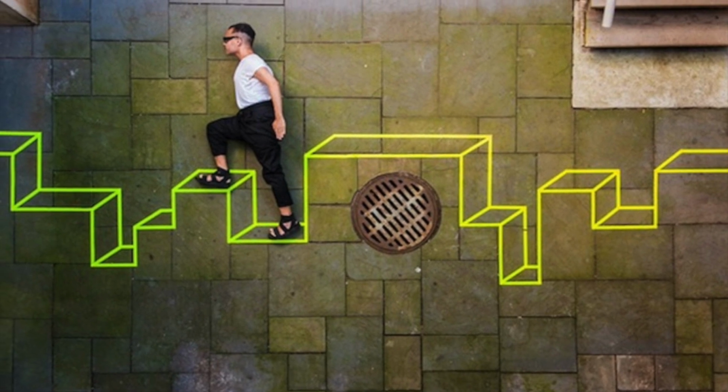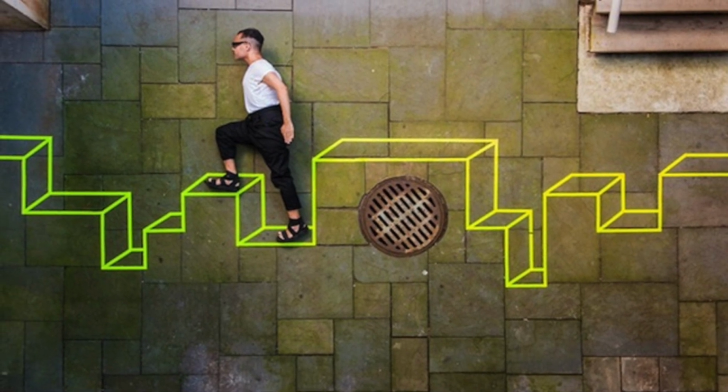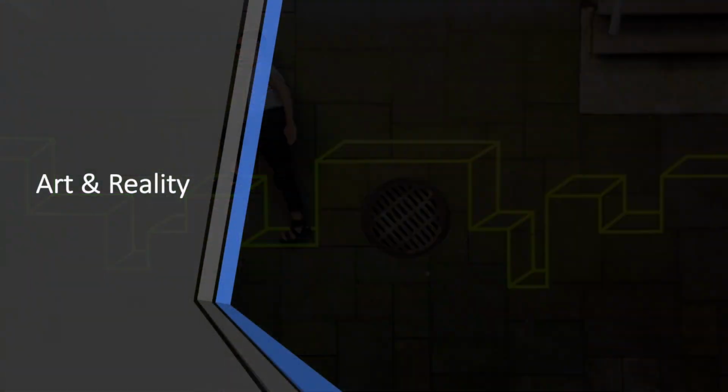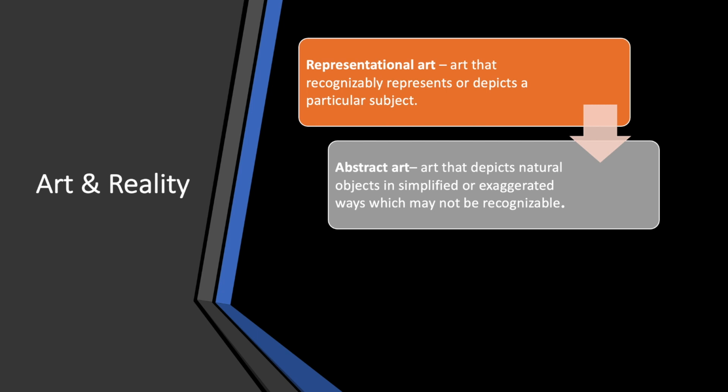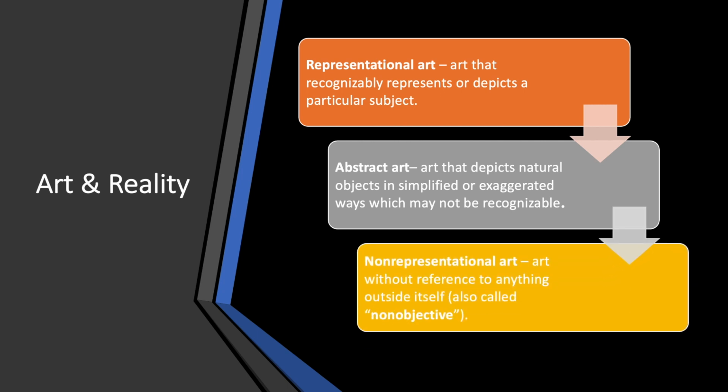These are terms that are used to describe an artwork's relationship to the physical world. First, we have, on top, representational art. That is art that recognizably represents or depicts a particular subject. Abstract art is art that depicts natural objects in simplified or exaggerated ways, which may not be recognizable. Non-representational art is art without reference to anything outside of itself. Sometimes it's also referred to as non-objective.